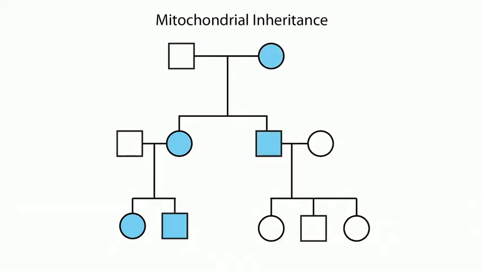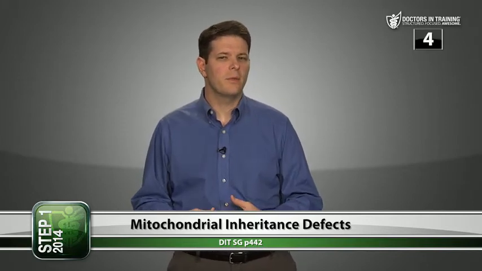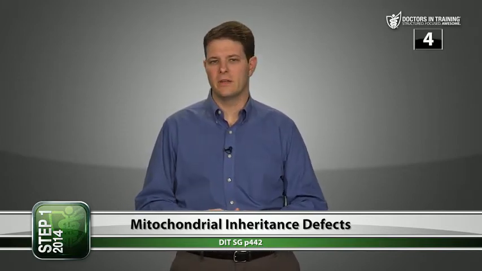Then the last one is mitochondrial inheritance, which is transmitted only through the mother. And all offspring of the affected females may show signs of the disease regardless of sex, because all of your mitochondrial DNA comes from your mom, right? Let's look at number 4 in your study guide for just a moment and talk briefly about a couple of examples of mitochondrial inheritance defects.